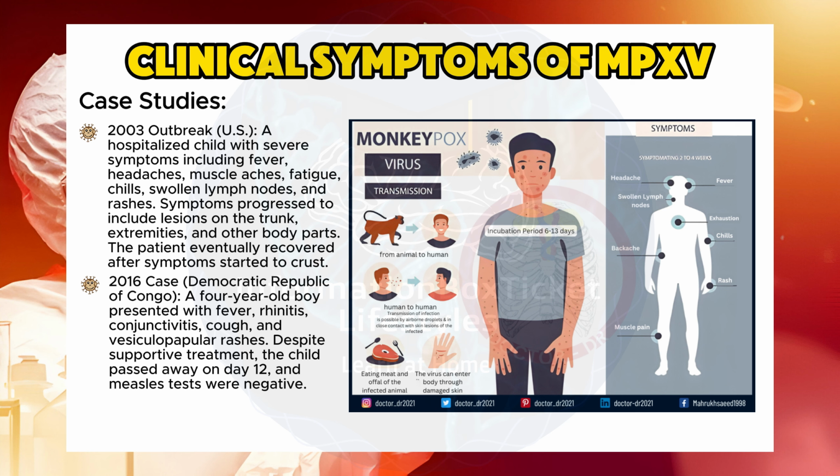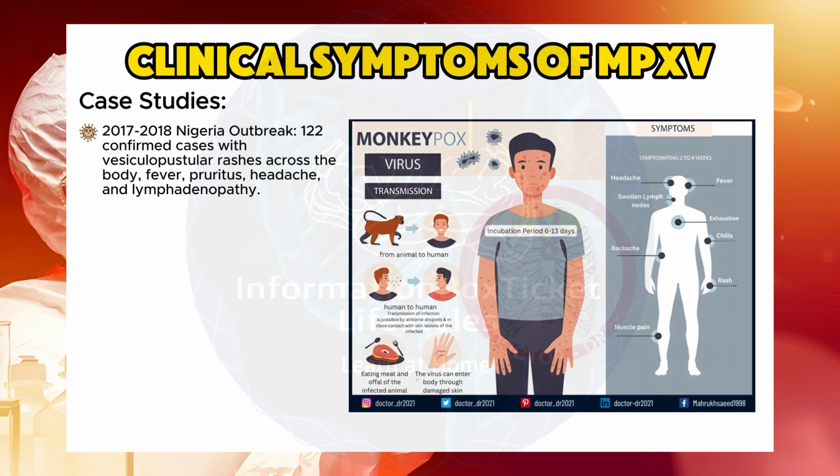2016 case, Democratic Republic of Congo. A 4-year-old boy presented with fever, rhinitis, conjunctivitis, cough, and vesiculopapular rashes. Despite supportive treatment, the child passed away on day 12, and measles tests were negative. 2017 to 2018 Nigeria outbreak: 122 confirmed cases with vesiculopustular rashes across the body, fever, pruritus, headache, and lymphadenopathy.